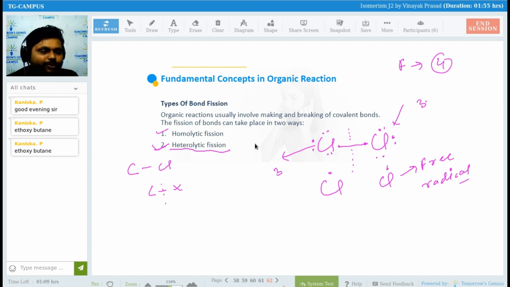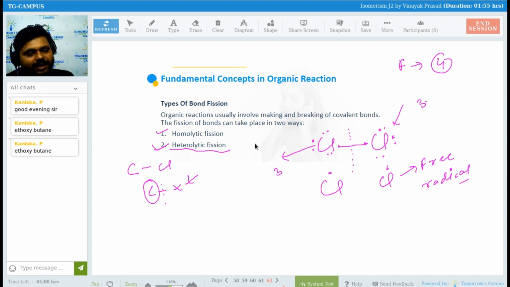So this happens with organic molecules as well. The halogen will take its own one electron as well as one electron from this carbon. Now the carbon will become an electron deficient species. Yes or no? The carbon becomes electron deficient, but an extra electron comes to this halogen, so it will have a minus charge.